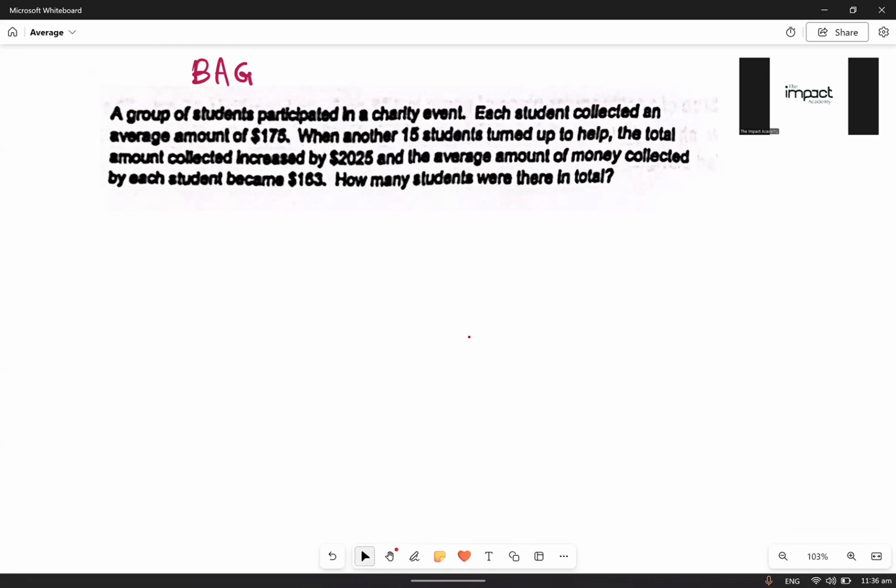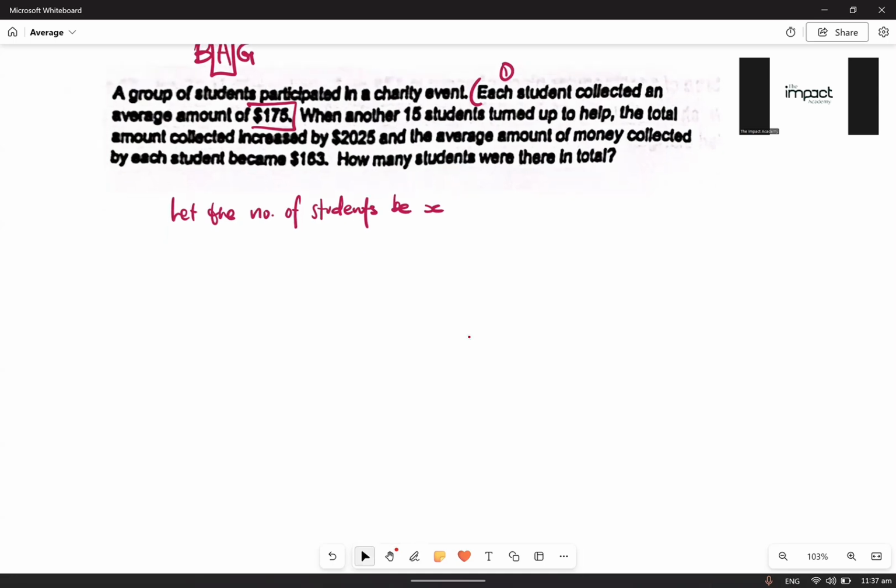Why is it BAG? Because over here, I'm using the A. A stands for algebra. So I will just say let the number of students be X. Each student collected an average amount of 175, if I understood that correctly. Looks like 176, but okay. Anyways, I'm just going to put A and T over here. I'm going to say that the average in this situation has to be 175.